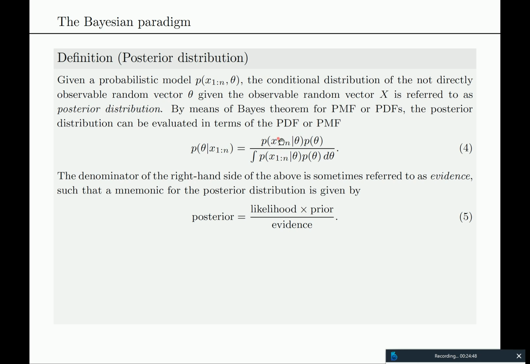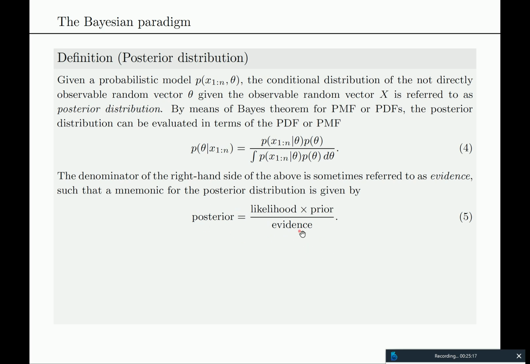The conditional distribution of the data given the parameter is also referred to as likelihood. The marginal distribution of the parameter is called the prior distribution, and the marginal distribution of the data is called evidence. I will give a little bit of an idea why that is later on. So you can also write the posterior mnemonic as likelihood times prior divided by evidence.